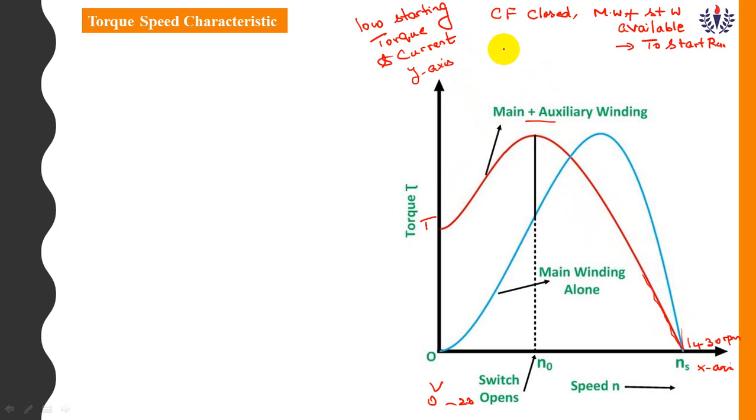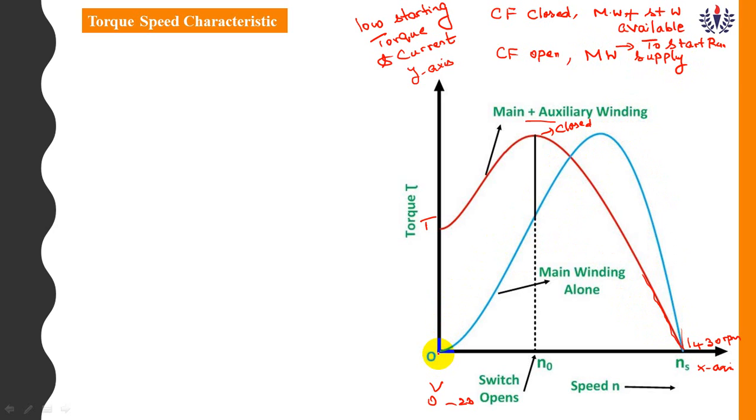This condition is only for when the centrifugal switch is closed, and then the motor starts running slowly. Now you have to make the motor run continuously, so you have to open the centrifugal switch. Once you open it, only the main winding will get supply. The starting winding will not get any supply, so it will be absent. By using only the main winding, the machine achieves this torque value.